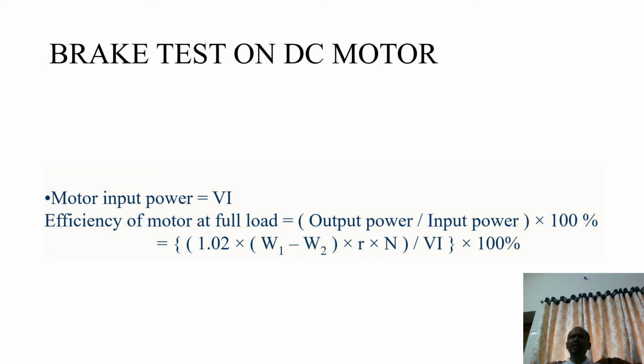Now you are going to calculate the efficiency of the motor under full load. Efficiency of motor at full load is output power by input power into 100%. So what is output power by input power? Output power is 1.02 into (W1 minus W2) into R into N, divided by VI, into 100%. Then you will get the efficiency of the motor.